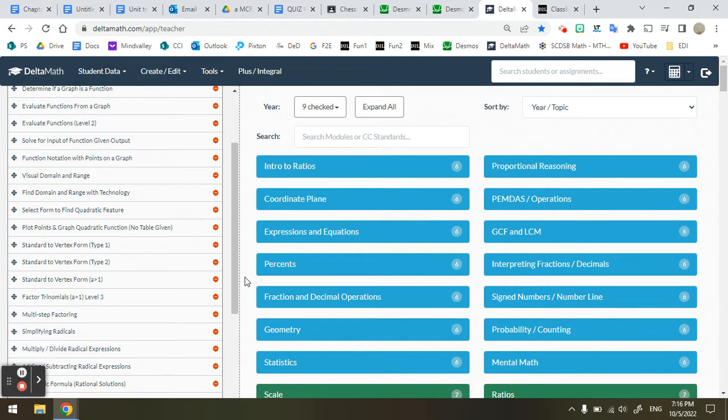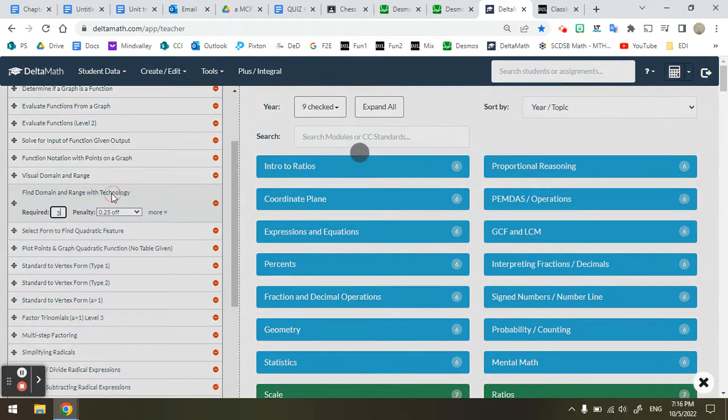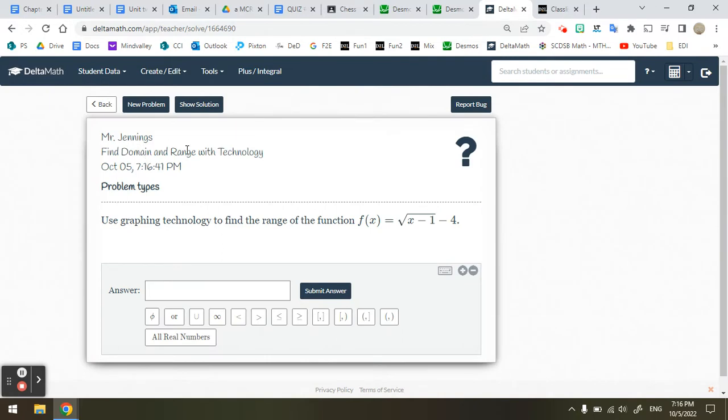Some of you have asked for a couple of topics: finding domain and range with technology, and selecting a form to find a quadratic feature. Would you like to see a few more examples? So I'll show you some examples. Here we go, find the domain and range with technology.